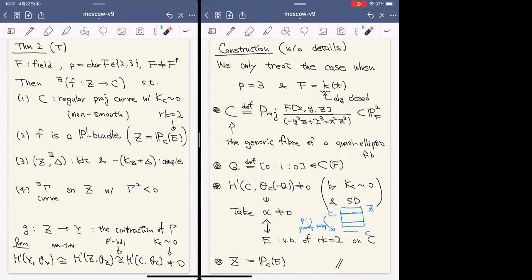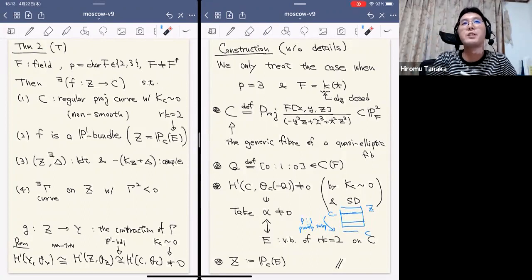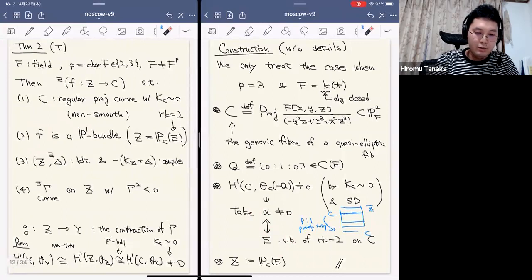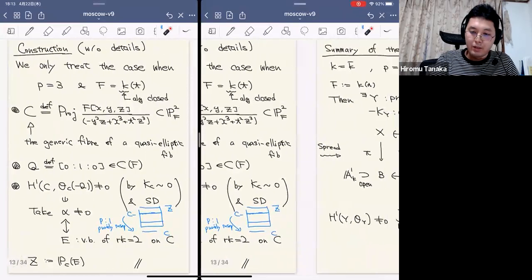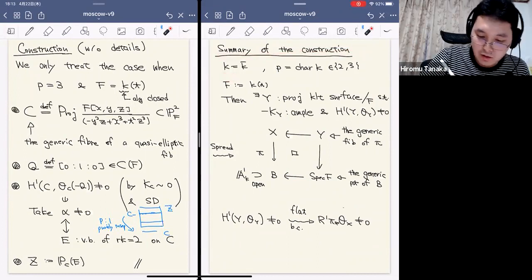Okay, thanks. This kind of construction is basically from Raynaud, to construct a counterexample to the Kodaira vanishing, the original counterexample of the Kodaira vanishing. I think it is the first time using this kind of vector bundle. Anyway, so now I explained what is the construction of the counterexample. So let me briefly summarize the construction, because the construction looks complicated.